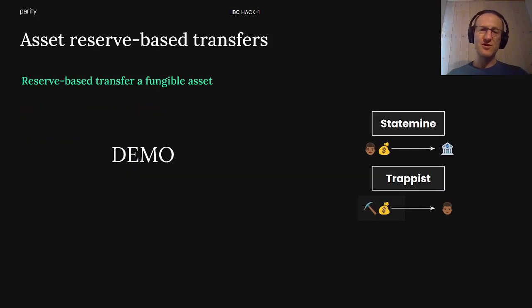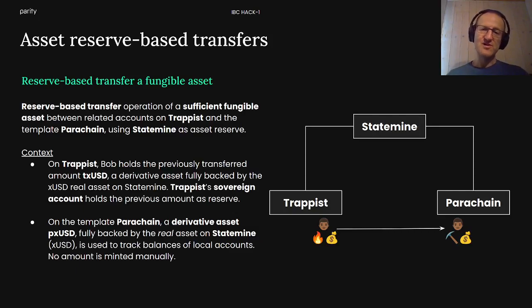Now I want to do an even more complex one that will start from Trappist, because now I have some of the derivative token on Trappist. And I want to do a reserve-based transfer from Trappist to the Parachain 3000, again using StateMine as a reserve. On the destination parachain, I have created again a derivative asset called PXUSD, fully backed by the real asset on StateMine. No amount has been minted.